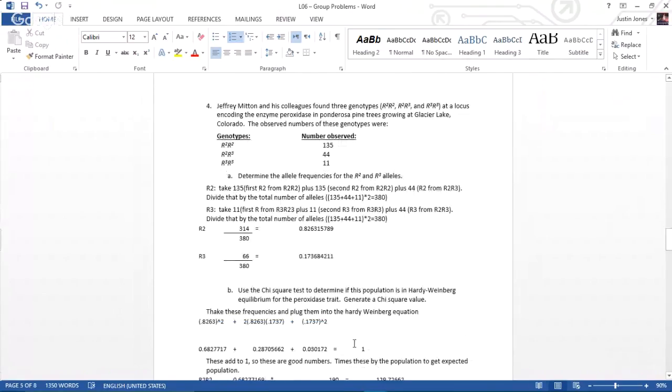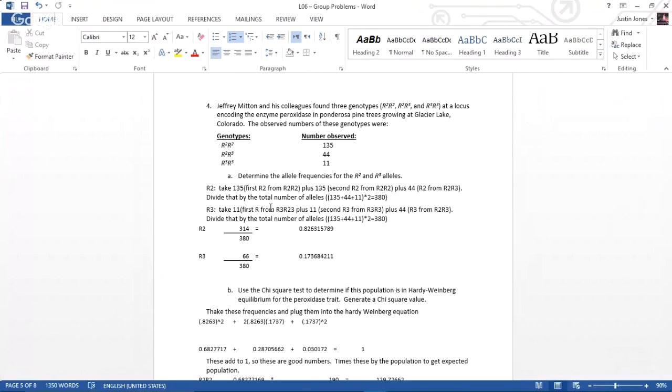Number 4, Jeffrey Minton found 3 genotypes in Glacier Tree, Colorado. Okay. So first things first, we need to find the allele frequency of R2 and R3. So we just need to find the frequency for both of them. We've been doing that in 2 steps, so now it's only 1.